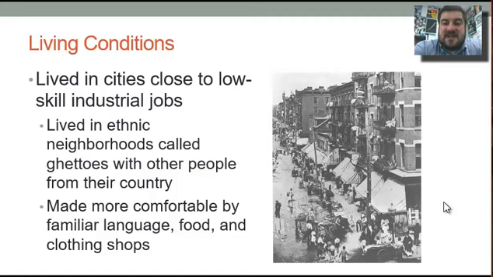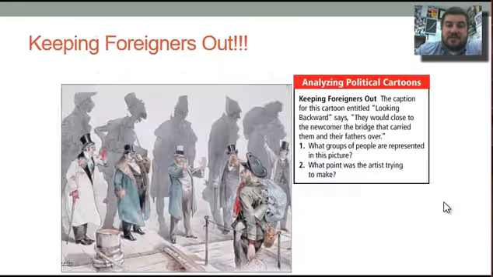Living conditions. The cities mean that these poor immigrants aren't going to be able to live in the suburbs and travel to work. They have to live within walking distance. So they have to live near their low-skill industrial job. And a lot of times, a group of these immigrants would get together in ethnic neighborhoods called ghettos with other people from their country. And this makes them more comfortable by having a familiar language, food, clothing shops. These places are still around. If you go to the cities, you may see a part. Chinatown would be an example. Little Italy is an example in Chicago of these ethnic neighborhoods.